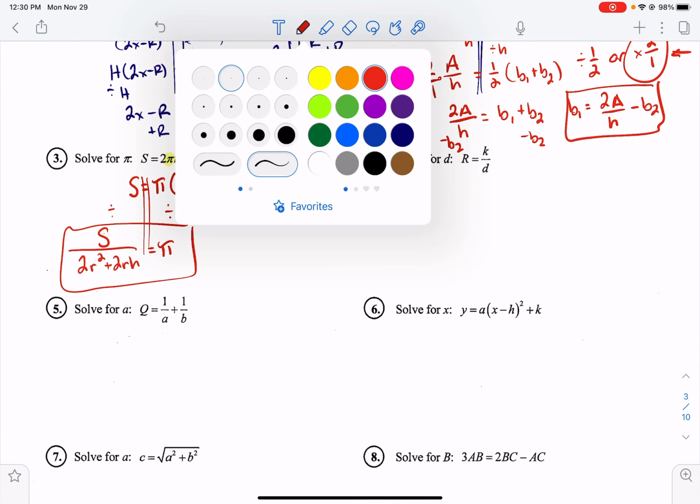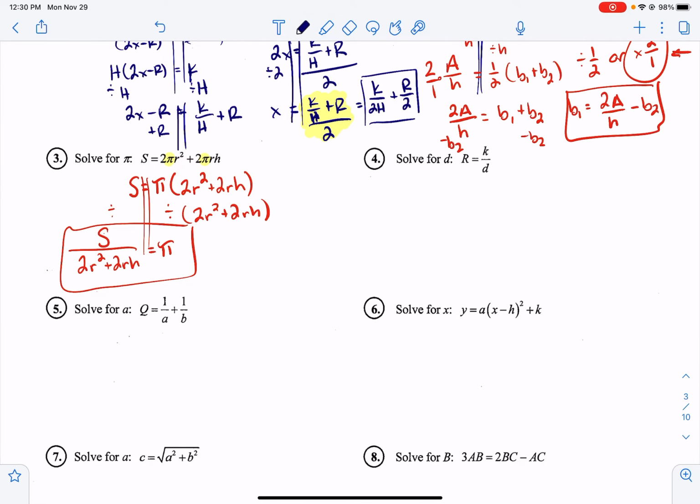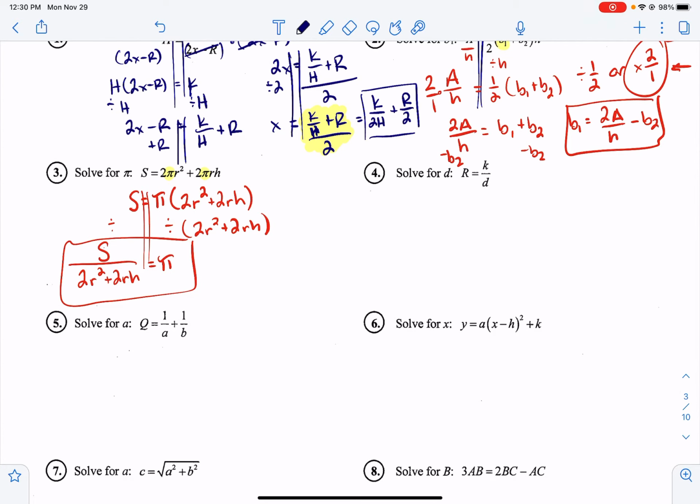Okay, number 4, solve for d. Well, I feel like we just went backwards a step. We just got a lot easier. d is on the bottom. Well, I need to move it to the top. So I'm going to multiply both sides by d. So this becomes r times d equals k. And now I need to get rid of the r because I want d by itself. So I'm going to divide by r, divide by r. So d equals k over r.